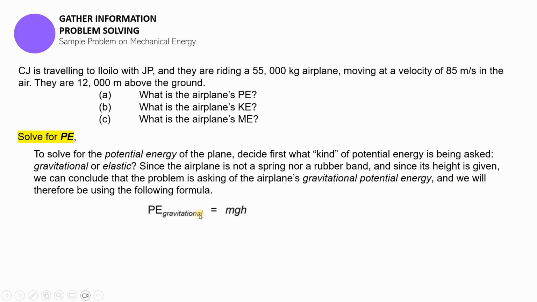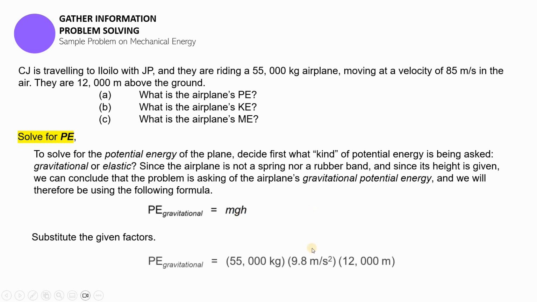Okay, so the formula for gravitational potential energy is multiplying mass by the acceleration due to gravity by the height. Alright. Now, you'll be substituting the factors now that are given here. So, given ang mass, given ang height, and yung g is a constant. Can you please tell me ano yung constant na to? Anong value nito? Okay, it's 9.8 meters per second squared.